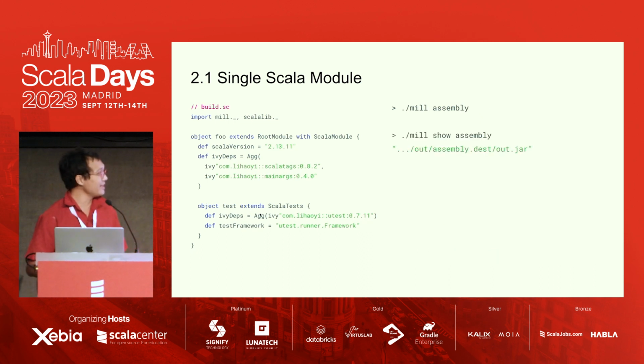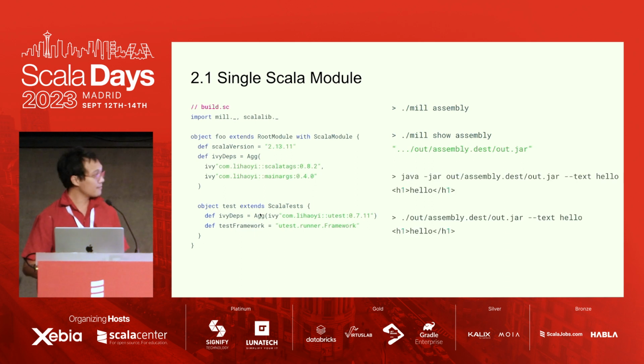We can use the Mill assembly. Use Mill show to see the metadata prints out. For example, where did they put the assembly? Well, it's right here. And you can use java -jar or just directly run the assembly.